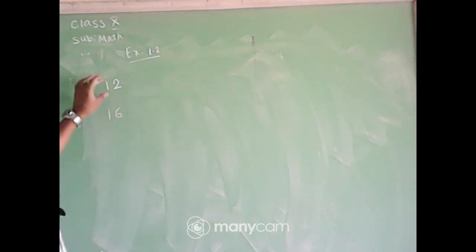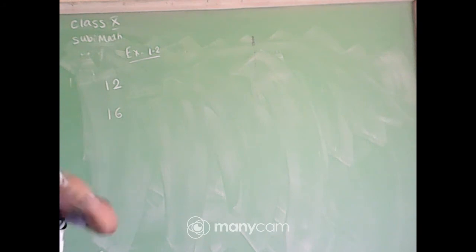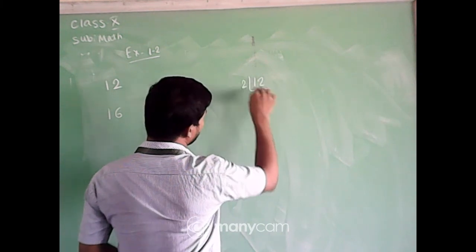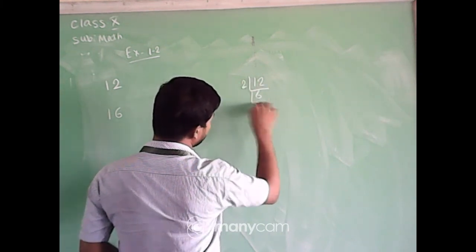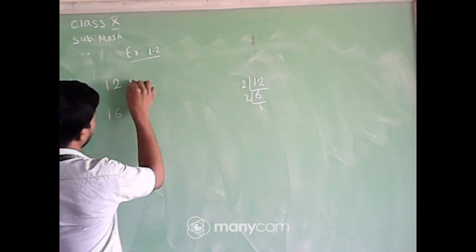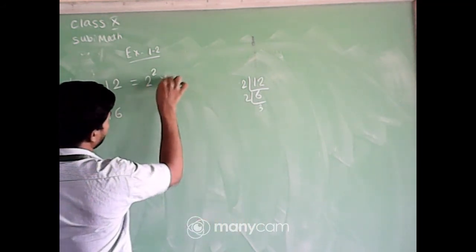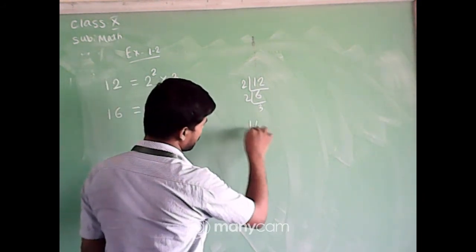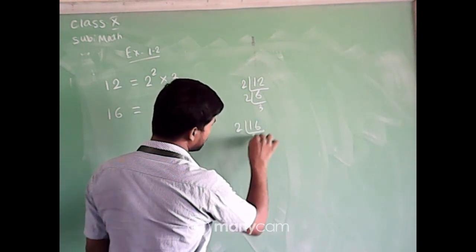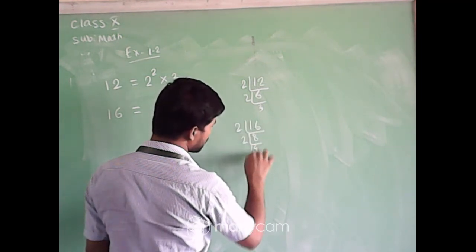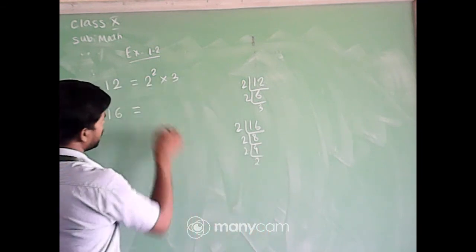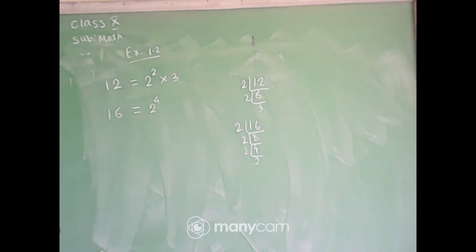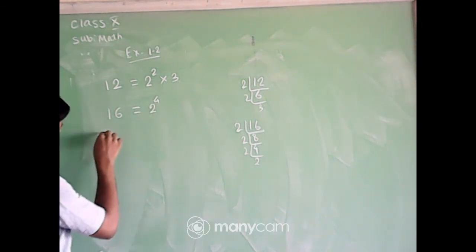Okay, so write 12 and 16 as a product of primes. So first split 12 into prime factors. 2 sixes are 12, 2 threes are 6. So 12 means 2 square into 3. Okay, and now 16. 16 means 2 eights are, 2 fours are, 2 twos are. Means there is a product of four 2s. That means 2 to the power 4. Clear?